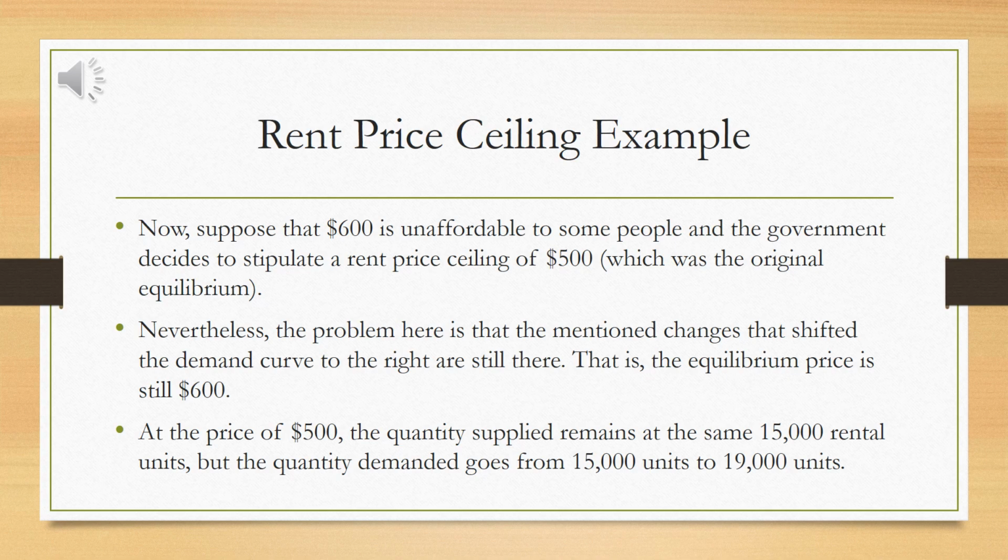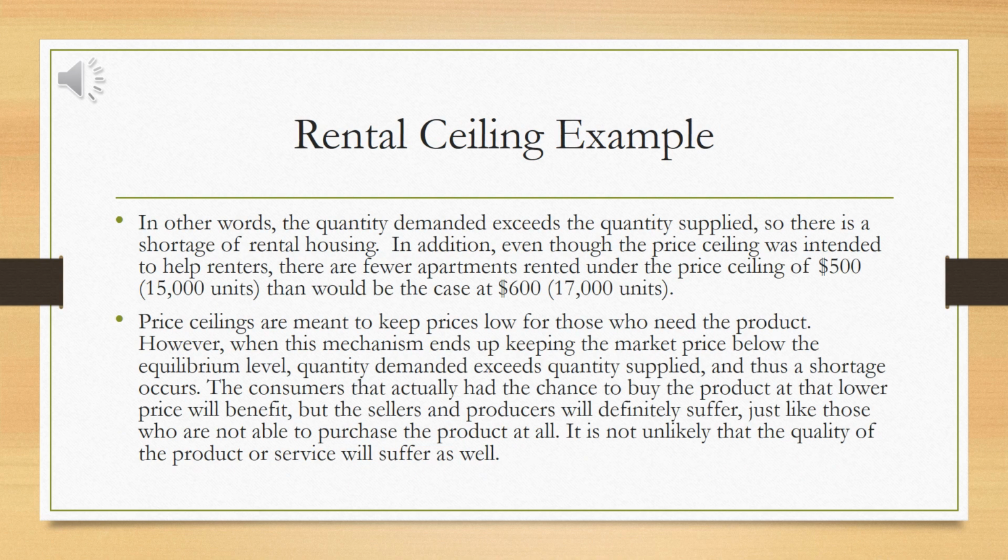Nevertheless, the problem here is that the mentioned changes that shifted the demand curve to the right are still there. That is, the equilibrium price is still $600. At the price of $500, the quantity supplied remains at the same 15,000 rental units, but the quantity demanded goes from 15,000 units to 19,000 units. In other words, the quantity demanded exceeds the quantity supplied, so there is a shortage of rental housing.